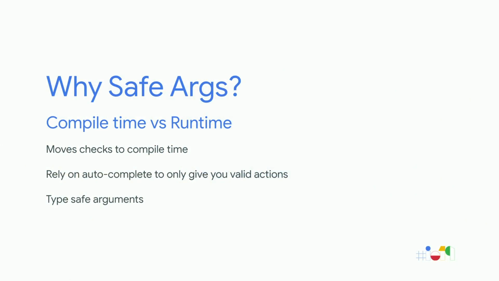The main reason is that some of the checks that are performed at runtime now get to be done at compile time. So this means you get to do faster iteration as you work with your navigation graph.